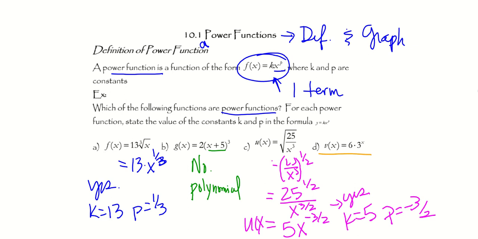Looking at d here, right, looks a lot like a power function, except that x is in the exponent. So this would be no. This is an exponential function. So first objective is that you could look at definitions of functions and see if you can rewrite them in the form of k times x to the p. If you can, it's a power function. Identify that coefficient k and the exponent p.